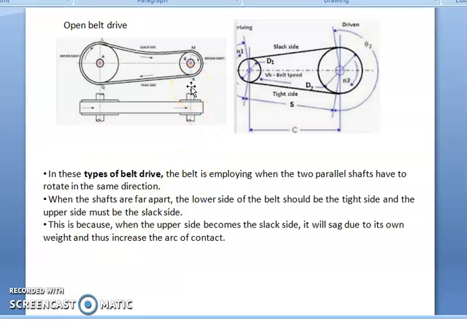Then open belt drive. The open belt drive is employed when two parallel shafts have to be rotated in the same direction. When the shafts are far apart, the lower side of the belt should be the tight side and the upper side must be the slack side. This is because when the upper side becomes the slack side, it will sag due to its own weight and this increases the arc of contact.